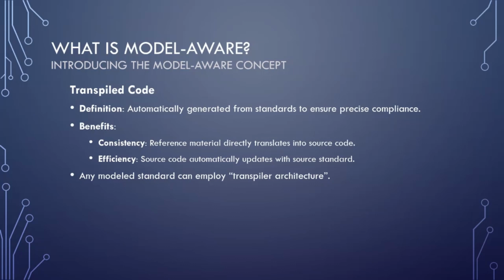So model aware is essentially an architecture that leverages a program that can transpile the standard from its original format, in this case SysML, into another format. It just so happens that for us, that other format is consistently C#. So when we talk about transpiled code, in this case the C# code, this is always automatically generated from the standard, and we can say that it's essentially derived from the standard.